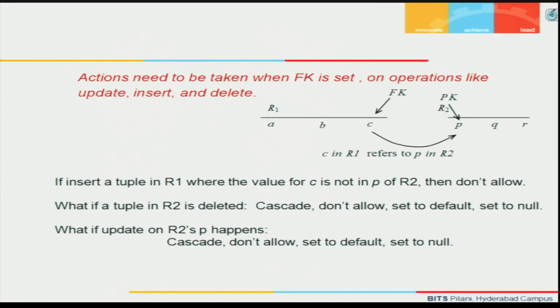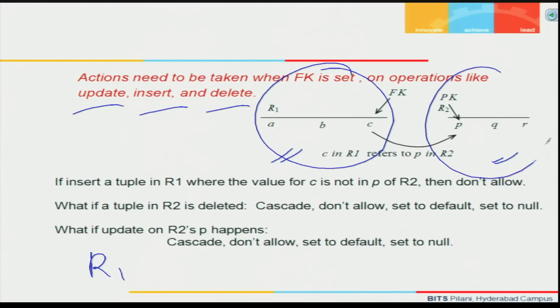We will have a look at what actions need to be taken when a foreign key is set between two tables, and when we perform operations like update, insert and delete on either the dependent table or the reference table. Suppose I have R1 and R2. R1 has a foreign key in the form of C, which is pointing to P, which is a column under R2. Then this is a referencing relation, this is called a referenced relation, and C is a foreign key.